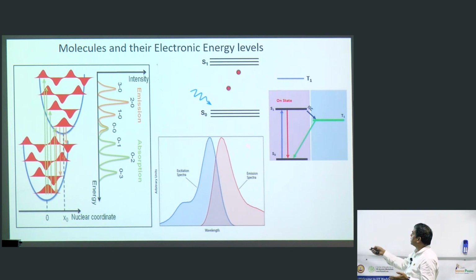Here is the schematic diagram, and one can see how it happens from S0 to S1, and then it comes to the T1. Some of the molecules will come from S1 back to S0, which gives you the fluorescence, and this one coming to the T1 gives you the phosphorescence, right? So these are all basically similar properties in terms of molecules.